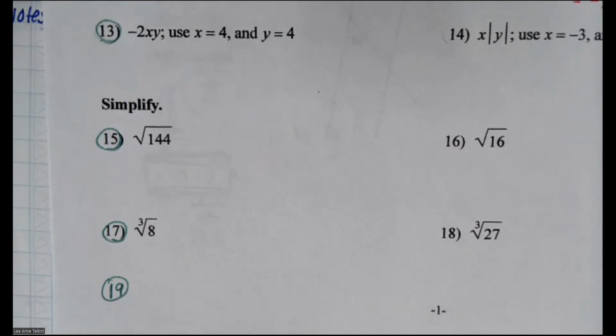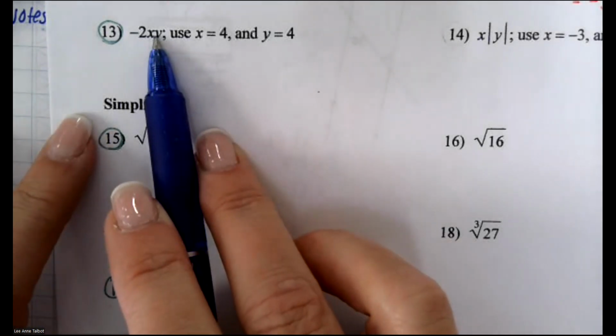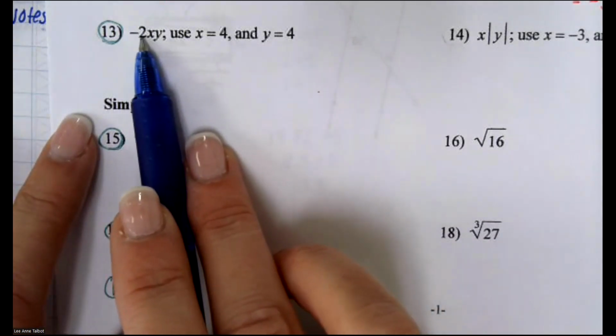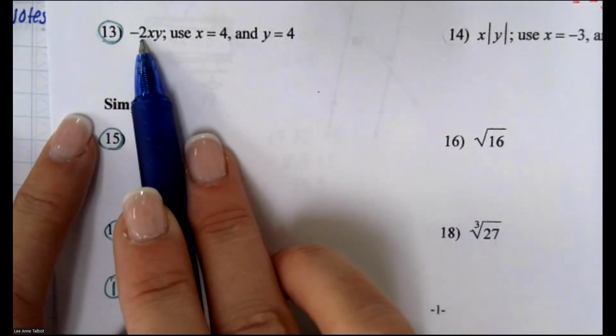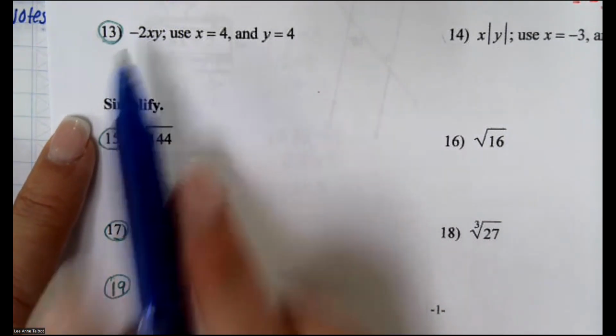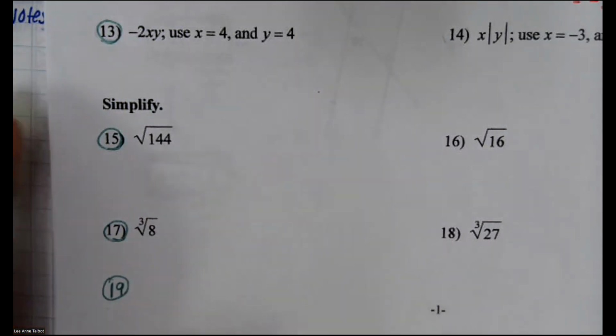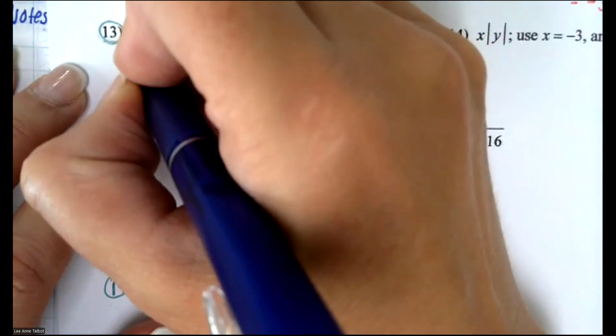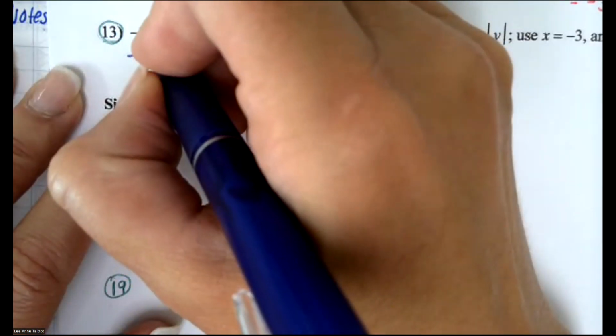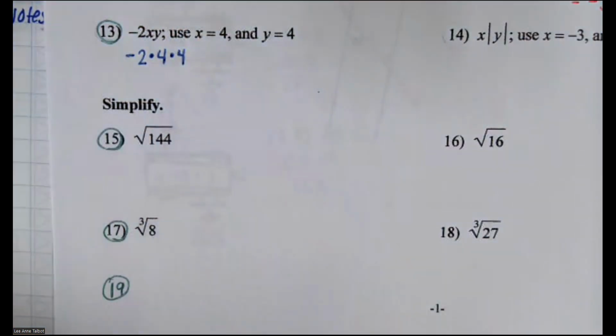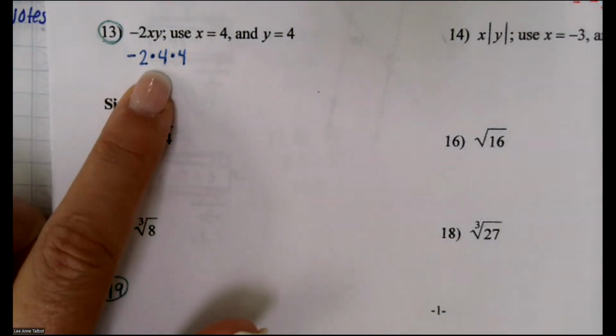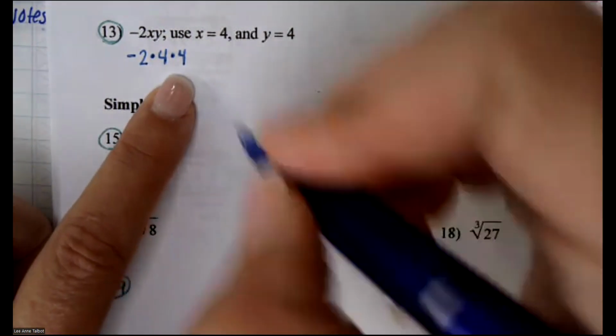Okay, now number 13, super important. What does it mean when this stuff is all right next to each other? -2 and X and Y are all glued together. What operation is that? Multiply. Beautiful. Okay, so -2 times X is 4 times y is 4. -2 times 4 is -8 times 4 is -32.